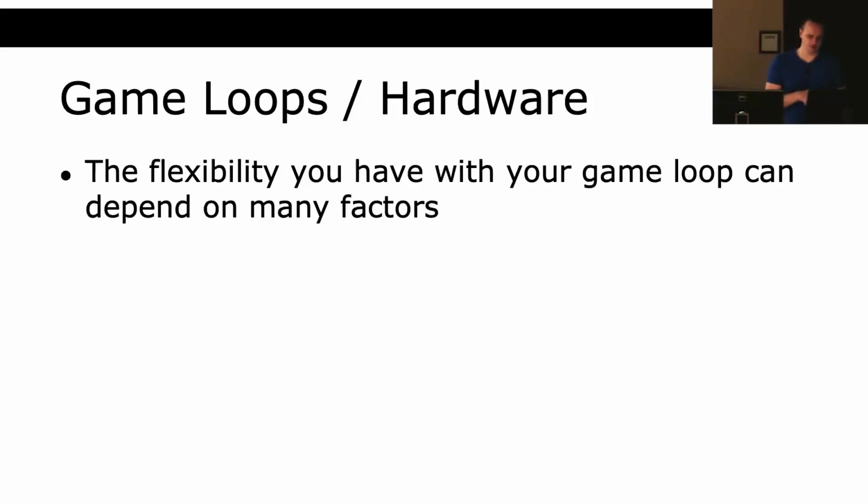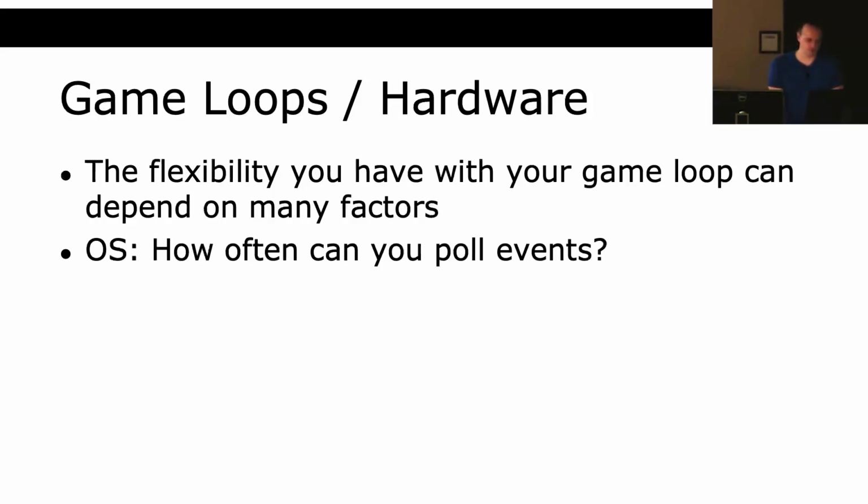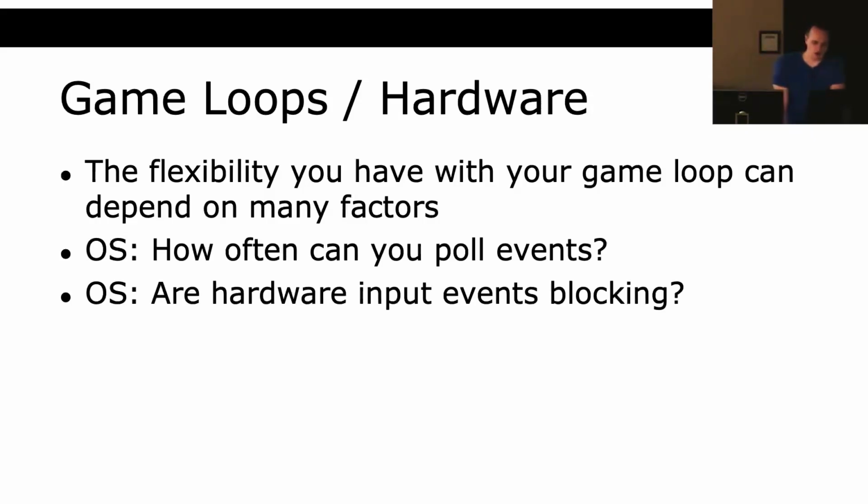This flexibility can depend on a bunch of different things, right? How fast do I want this to run? We have to look at the hardware of the machine that we're running on in order to determine what we can actually do to affect that. So for example, maybe our operating system only allows us to input 10 things per second. So trying to get user input at 60 frames per second may not be possible. These are things that you used to have to worry about, but not so much anymore. Are hardware input events blocking, or are they non-blocking? Things like this.